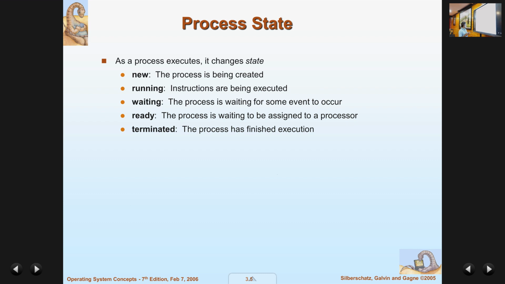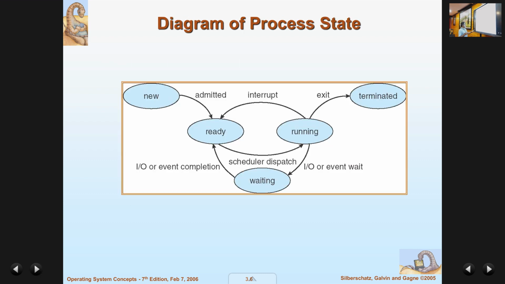Whenever I am talking about a process, it is very important to first understand the life cycle of a process. So when I execute an application, many processes are getting created. All those processes which are getting created come in a new queue. So they get populated in a new queue. All the processes are already created.